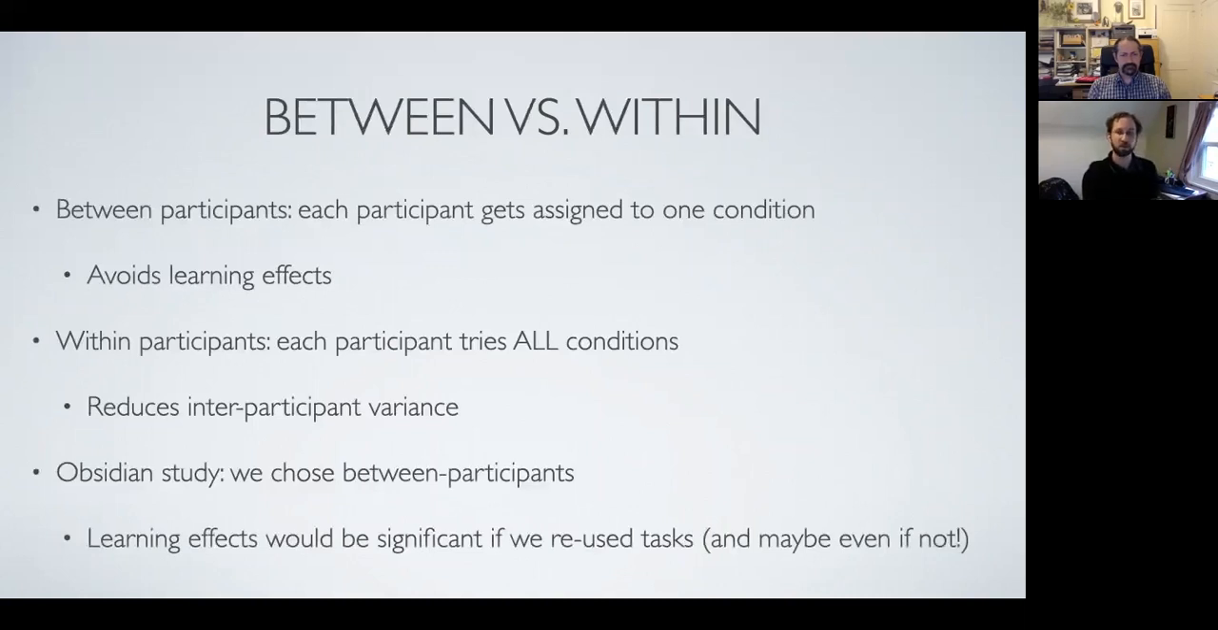So there are generally two categories of quantitative studies. There are between studies and there are within studies. So in a between participant study, each participant gets assigned to one condition. So you're comparing performance of your participants between the two groups who are each assigned to different conditions. So this means that you can give the same task to the two different groups, and there's no learning problem because each person only sees one condition and only sees one task.